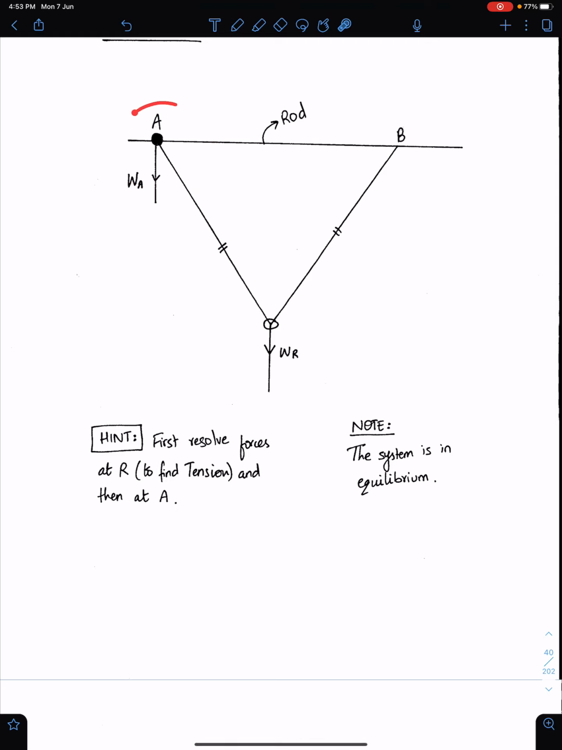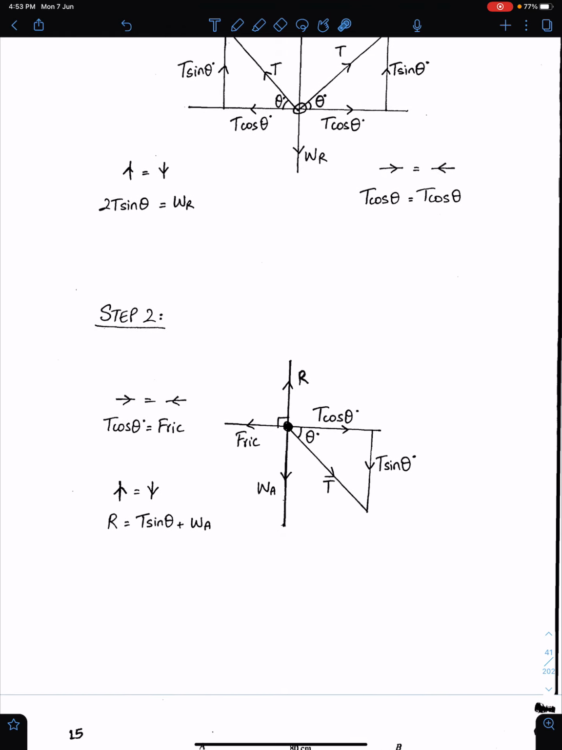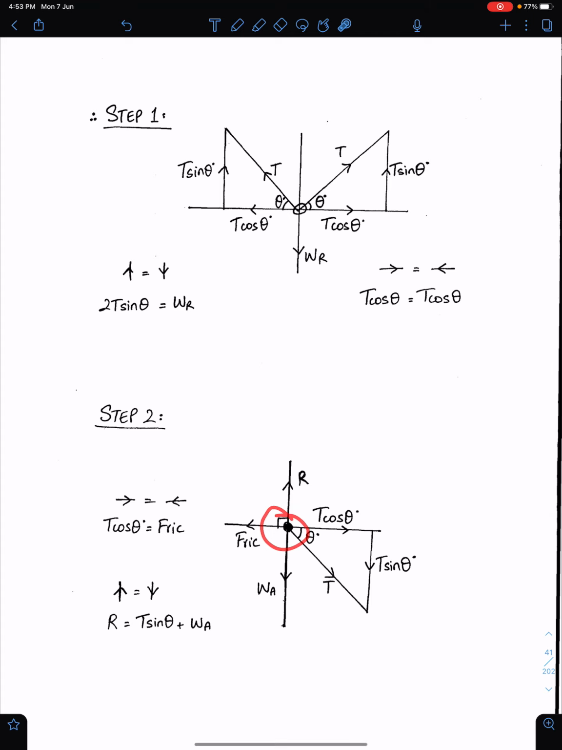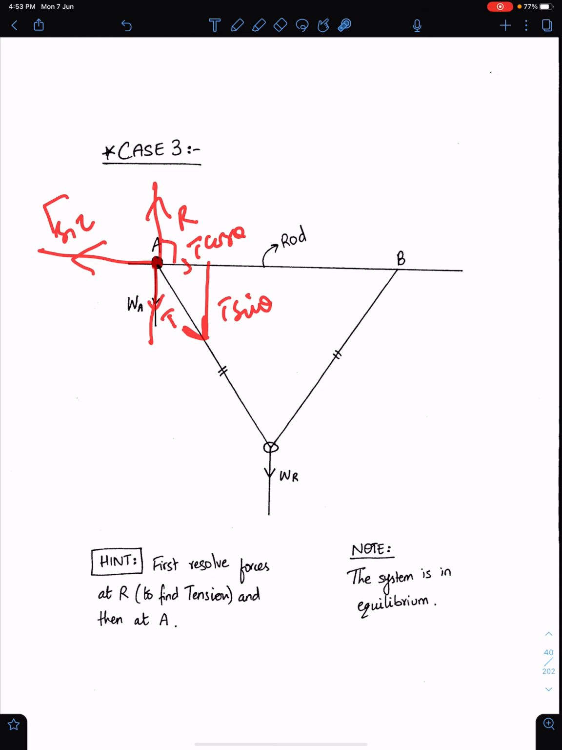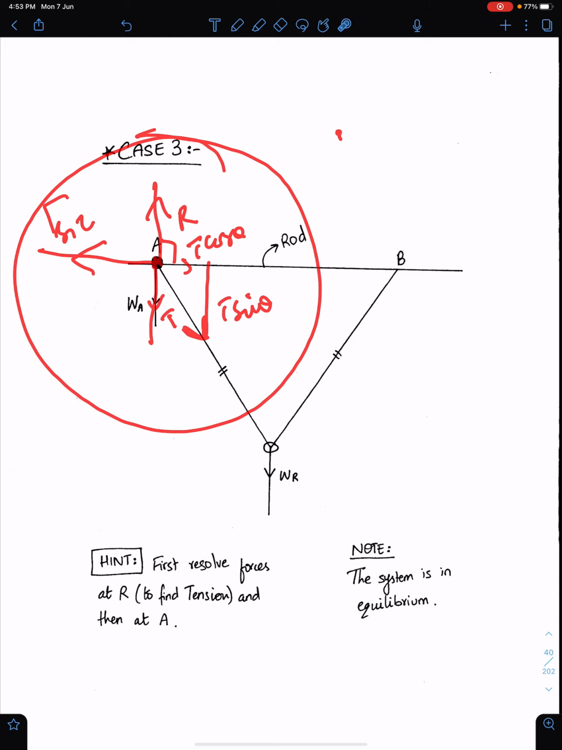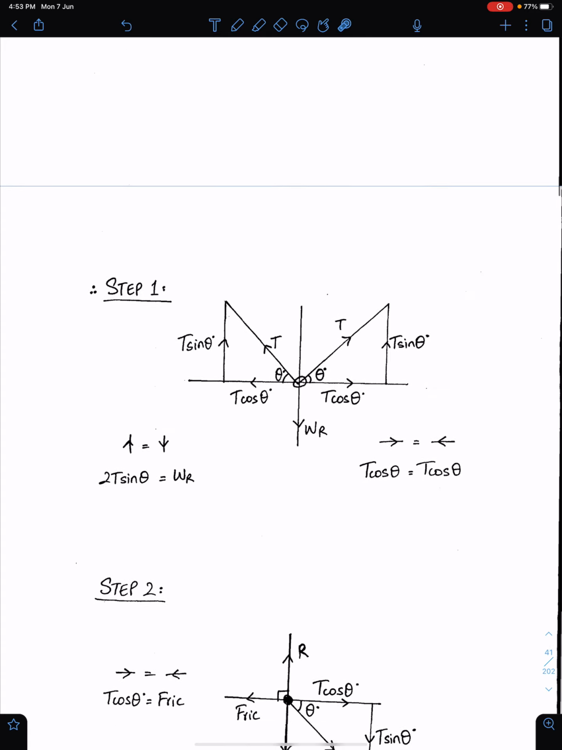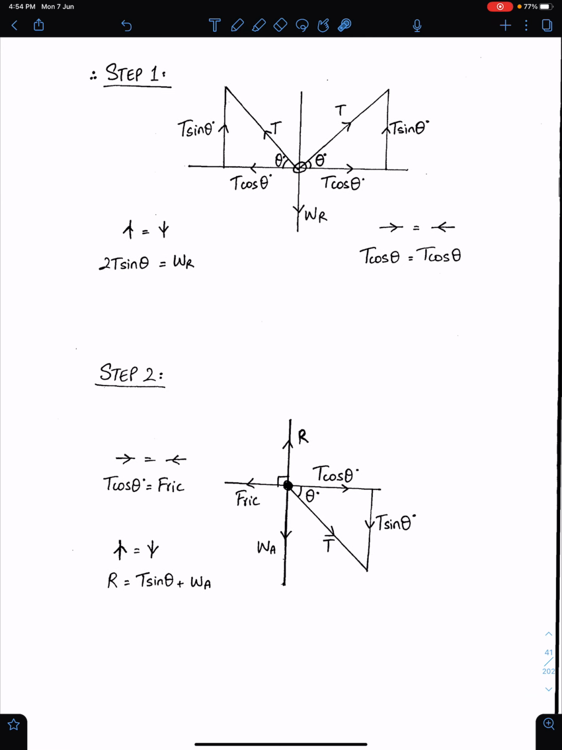When you resolve forces at A, you will get this situation. Let me resolve forces over here. This is the normal reaction. The tension will act in this direction when you resolve forces at A. So this tension has two components, T cos theta, T sin theta. This is the weight of the ring and this is the frictional force.